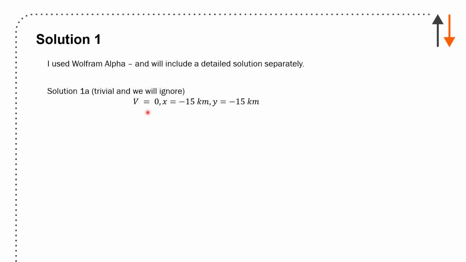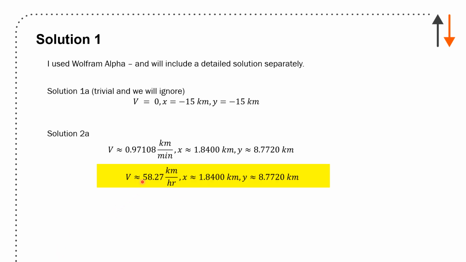Solution 1a is trivial. V equals 0 and x equals minus 15 and y equals minus 15. So the driver never goes anywhere, but that's not the answer. The second solution is V equals 0.97108, and you can go out to whatever decimals. And you get kilometers per minute, x equals 1.84 kilometers, and y equals 8.772 kilometers.